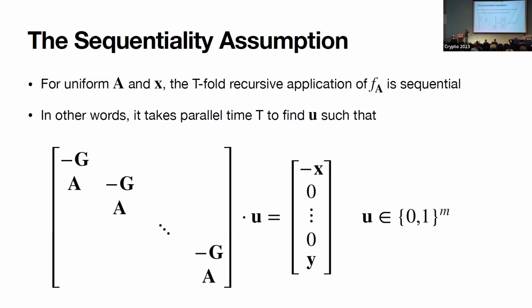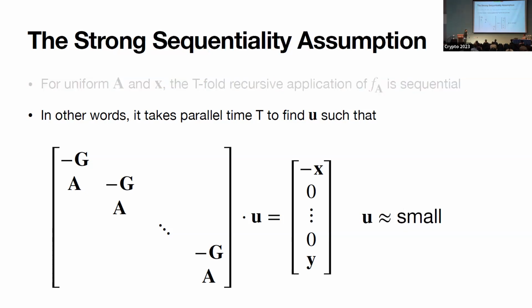But this is actually useful because I'm going to need a slightly relaxed version of this assumption, where instead of forcing U to be binary, I'll just require U to be short for some appropriately defined metric. The assumption is now the same, except that we relax the condition of binariness to the condition of shortness. Excellent.